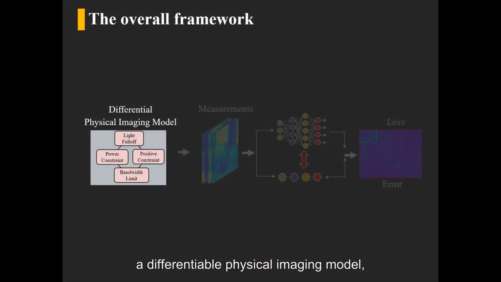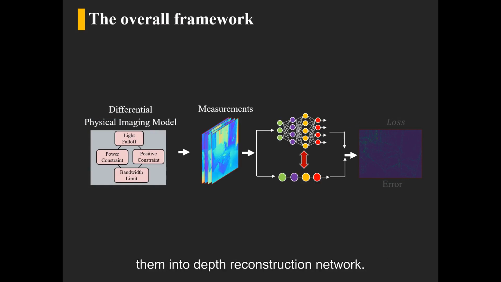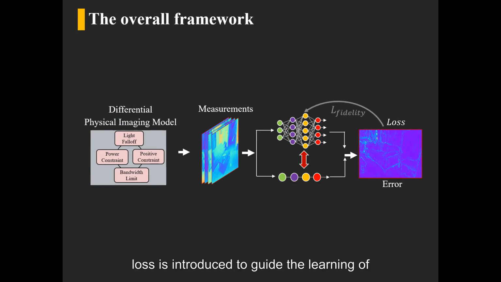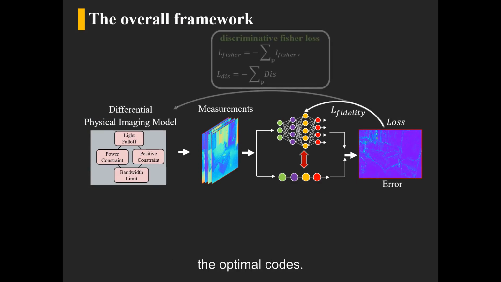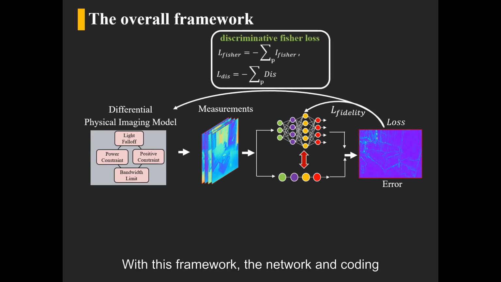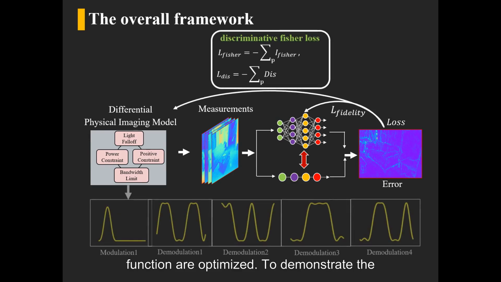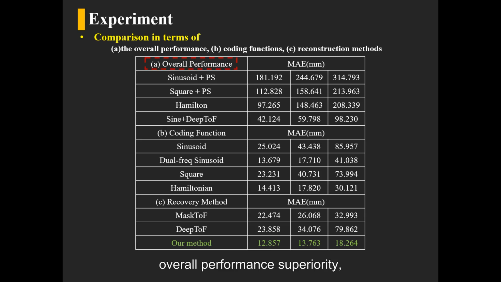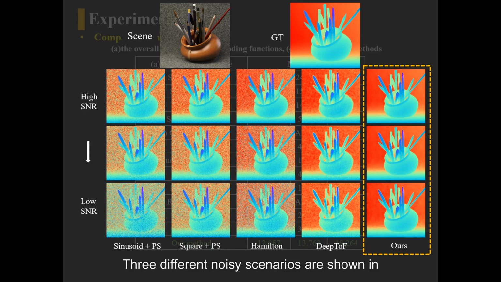With a differentiable physical imaging model, we obtain measurements of the scene and feed them into the depth reconstruction network. The fidelity loss and discriminative Fisher loss are introduced to guide the learning of the optimal codes. With this framework, the network and coding function are optimized. To demonstrate the overall performance superiority, we compare our method with the existing I2F imaging methods, and our method reconstructs depth with the lowest MAE across different noise levels. Three different noisy scenarios are shown in the figure and our method performs the best.